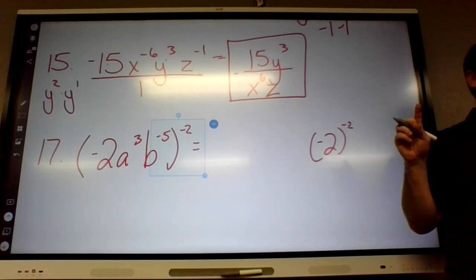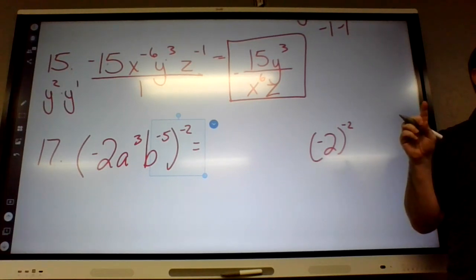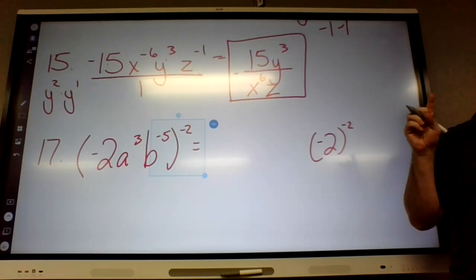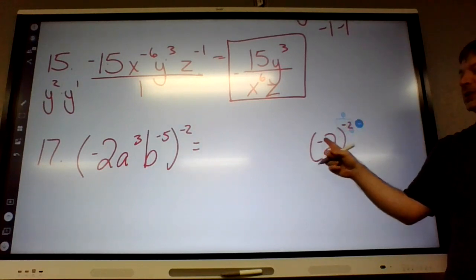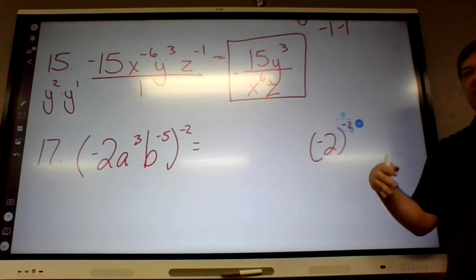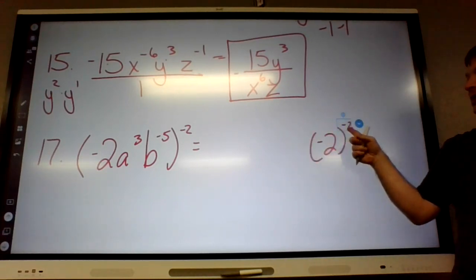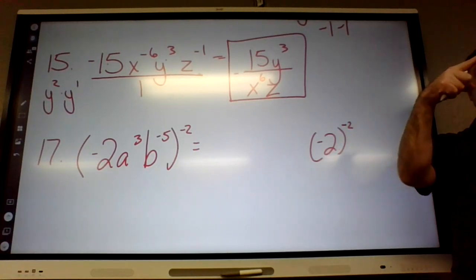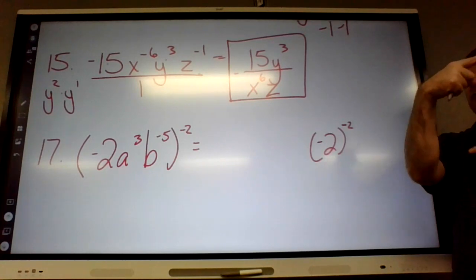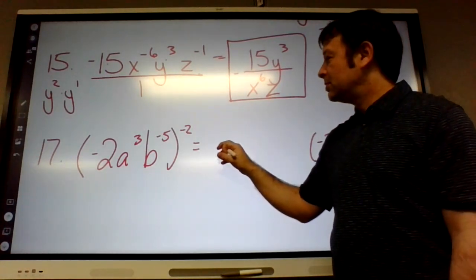What's the negative exponent do? Flips it. Okay, this negative means something totally different than this negative. This negative affects whether it's a positive or negative, like on the number line. This negative just means whether it's upside down or not. So instead of 4, it's going to be 1 over 4.